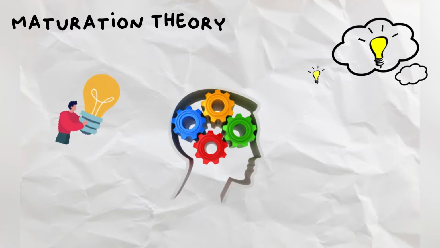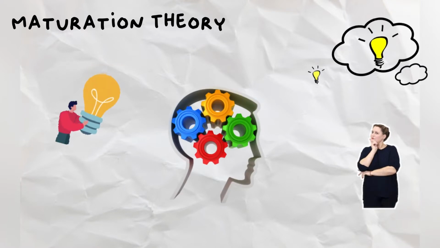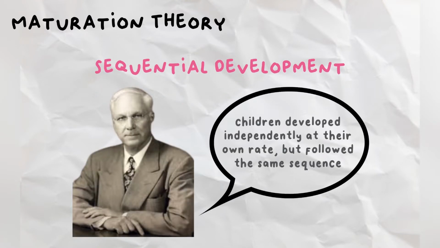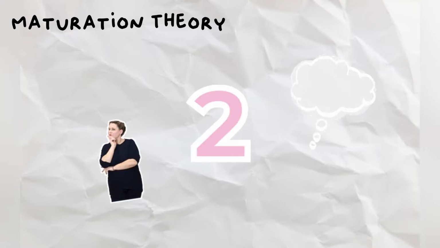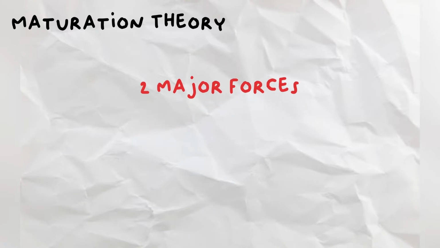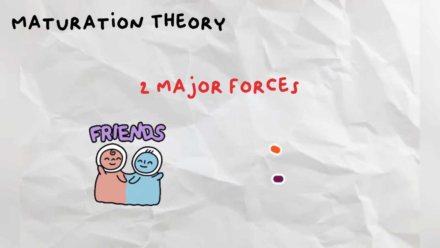There are two main concepts of maturation theory, and the first is sequential development, which means that he believed that children develop independently at their own rate, but that every child followed the same sequence, which is crucial to know since it can still be used today to understand child development. And for the second concept of maturation theory, Gesell believed that there are two major forces that influence development, and that is environment and genetics.